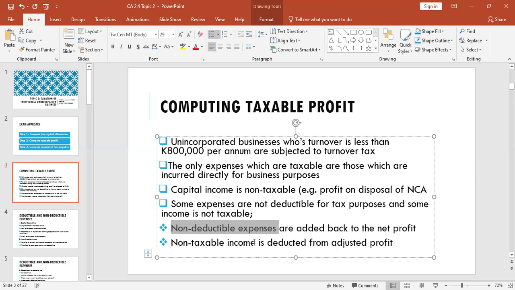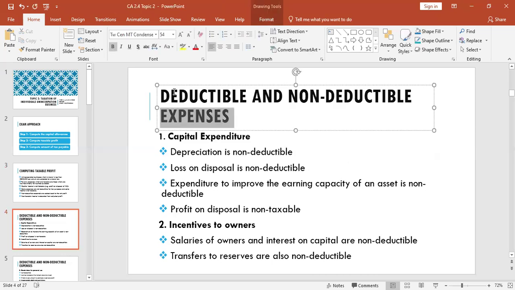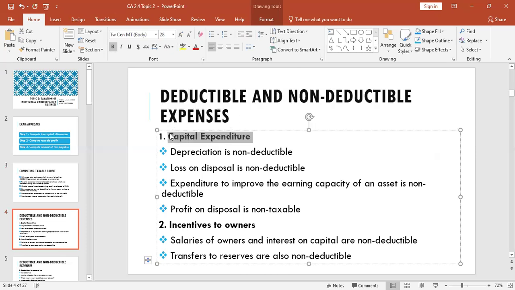So the net profit is arrived at by adding, for instance, the profit on disposal. But ZRA says no, we need to deduct the profit on disposal so that we can arrive at the amount that we need to charge as tax. So now let's look at the deductible and non-deductible expenses. So let's look at first capital expenditure. So for capital expenditure, depreciation is not deductible.